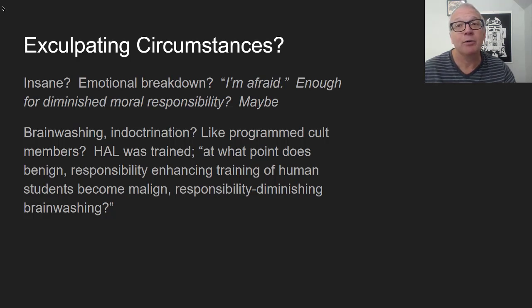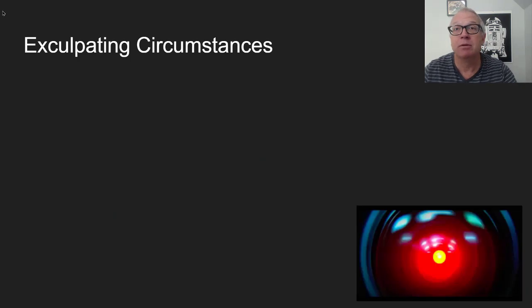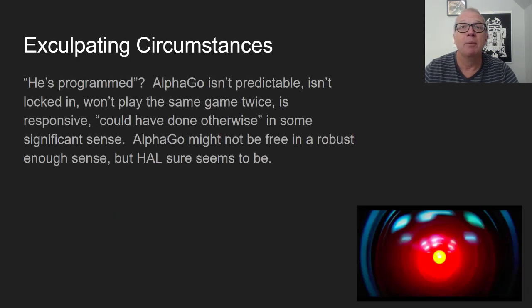Dennett says, well, look, HAL was trained up for his mission is the only thing that gets said in the movie and gets said in the book. And then Dennett asked the question, at what point does benign responsibility enhancing training of human students become malign responsibility diminishing brainwashing? Like, at what point do you lose responsibility for your actions? Does the training shift over to something more like brainwashing? And Dennett seems to think that the programming concerns here don't really exonerate HAL.